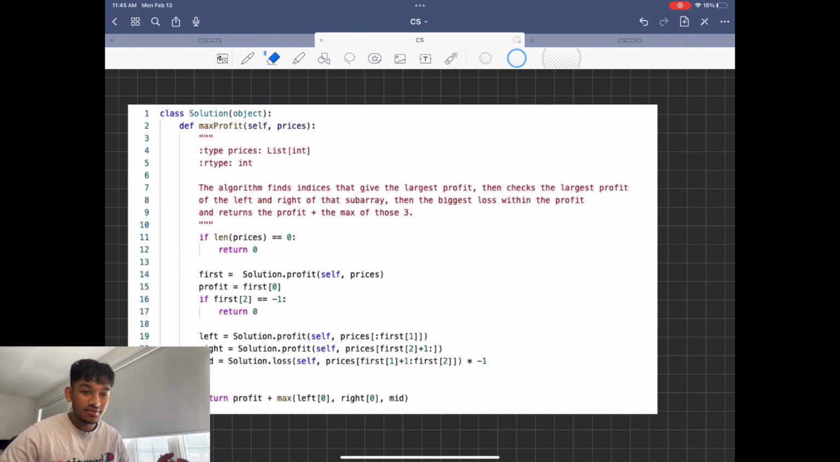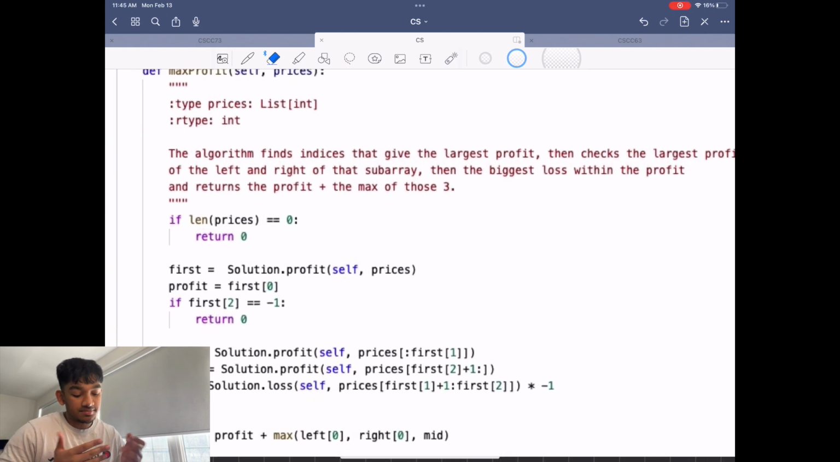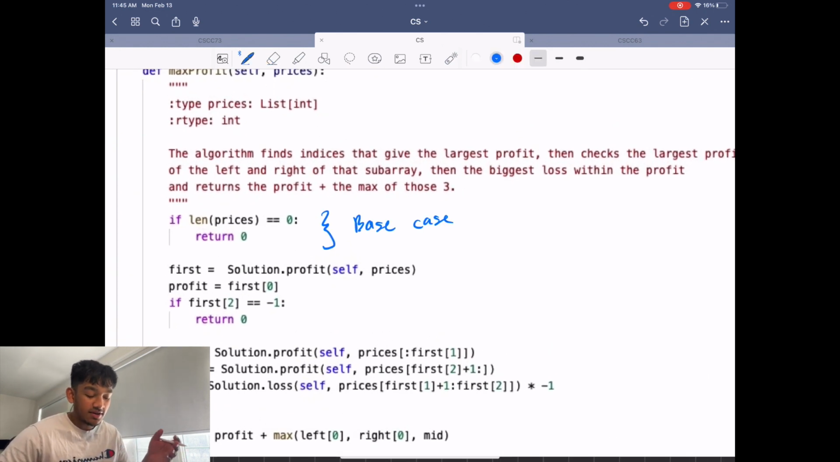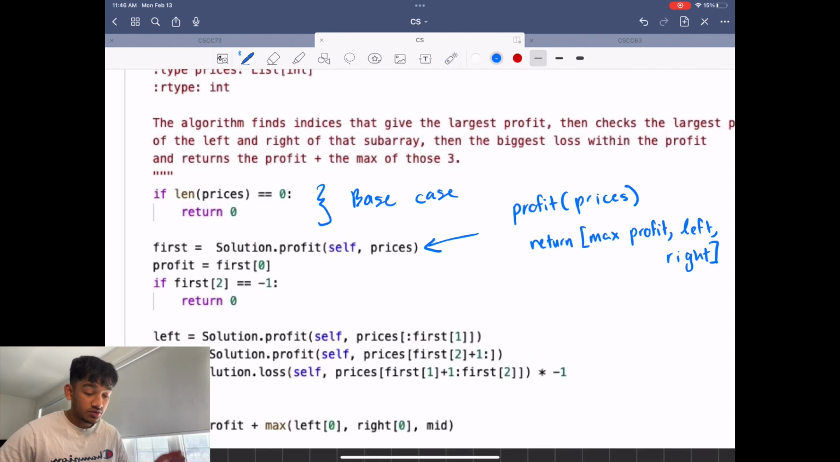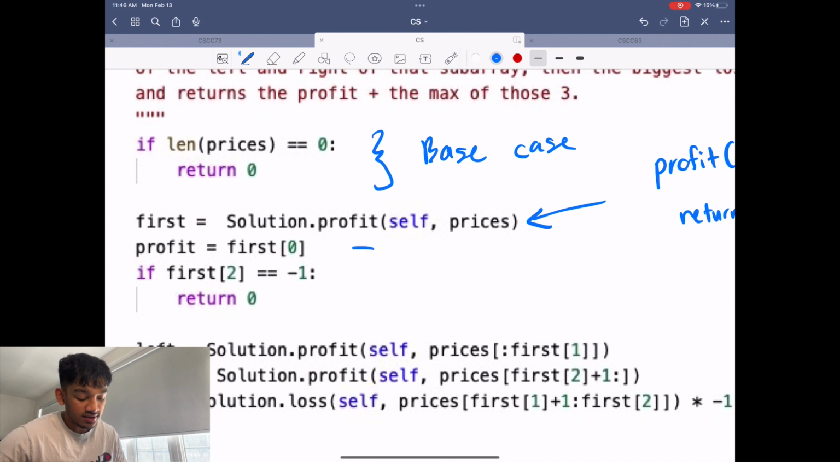So my solution was in Python, and when I submitted, the runtime was faster than 98% of the Python solutions. Even though I explained my strategy, there's multiple different ways of doing this, but this is how I did it. So we obviously have our base case here. If the prices array is empty, just return 0. So what I did was I made a helper function called profit. And what it does is it gives you the biggest profit that you can get in one transaction. And it just returns the max profit in the first item of that array, and then the left and right indexes. So I can actually extract that profit by getting first 0, just like that.